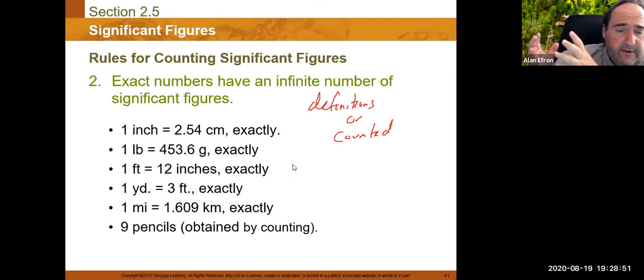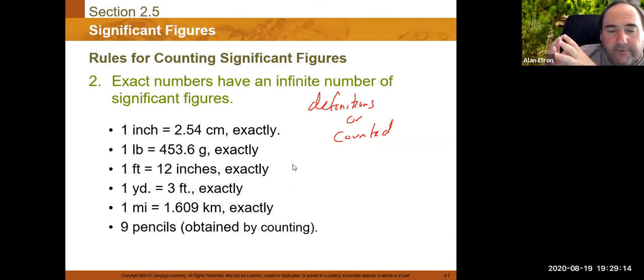and those are what are considered exact numbers. Another way you get an exact number is by counting. So for example, if you had 4 apples on your desk, you're not going to do any type of scientific measurement to figure out how many apples you have on your desk. You're just going to simply go, I got 1, 2, 3, 4 apples on the desk and count them. So for example, the 9 pencils.